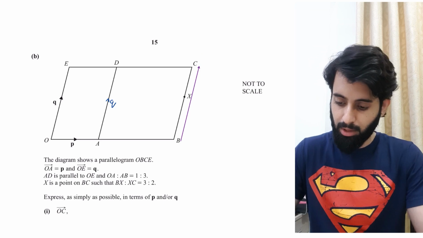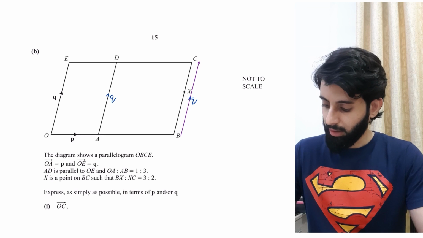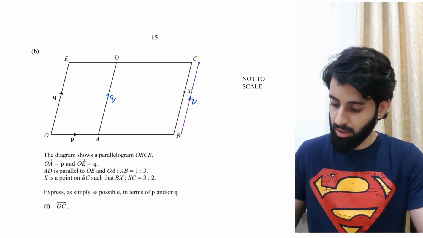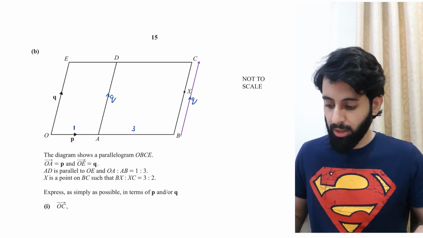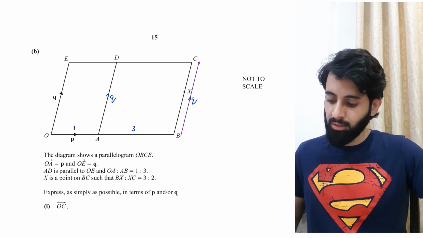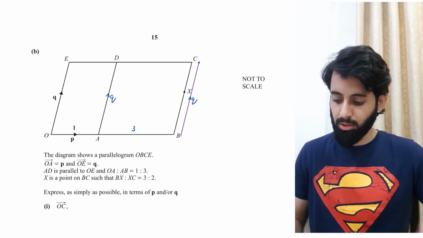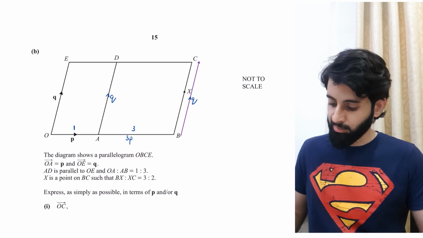So I'm going to mark it over here, just to save some time. And AD is parallel to OE, I just read that. And OA and AB are in the ratio 1 is to 3. So this means that OA, which is one part, is equal to P, so AB is going to be 3 times OA. So that means AB, I can work it out instantly, is going to be equal to 3P.